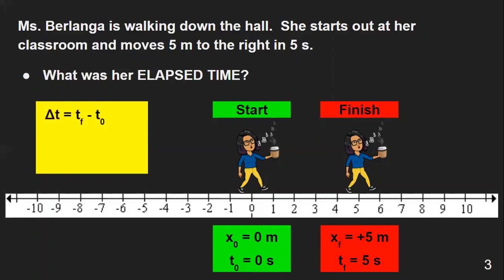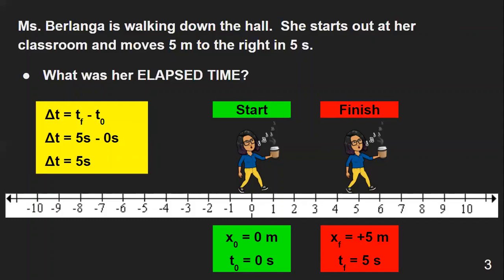So looking at that formula for elapsed time, remember delta t, or triangle t, just means change in time, and that is equal to the final time minus the initial time. We can just plug in those times that we defined earlier. So 5 seconds minus 0 seconds. A number minus 0 is always just going to be that same number again. So the elapsed time is 5 seconds.